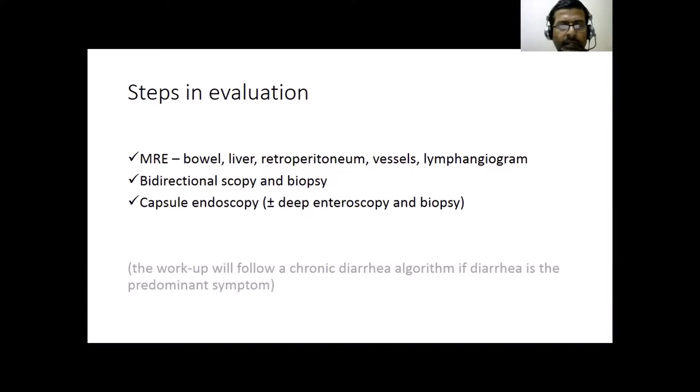Then that is followed up by endoscopy and biopsy. So an upper GI scopy and biopsy and a colonoscopy and biopsy. If at the end of all this, your diagnosis is still not evident, then you do a capsule endoscopy to evaluate the rest of the small bowel. And depending on the findings of capsule endoscopy, then you do an enteroscopy and biopsy from the abnormal area. Remember that earlier I said there are some diseases which can sit astride chronic diarrhea, malabsorption, as well as protein-losing enteropathy. So if the patient's presentation is predominantly chronic diarrhea, then you would follow the algorithm of a chronic diarrhea workup.